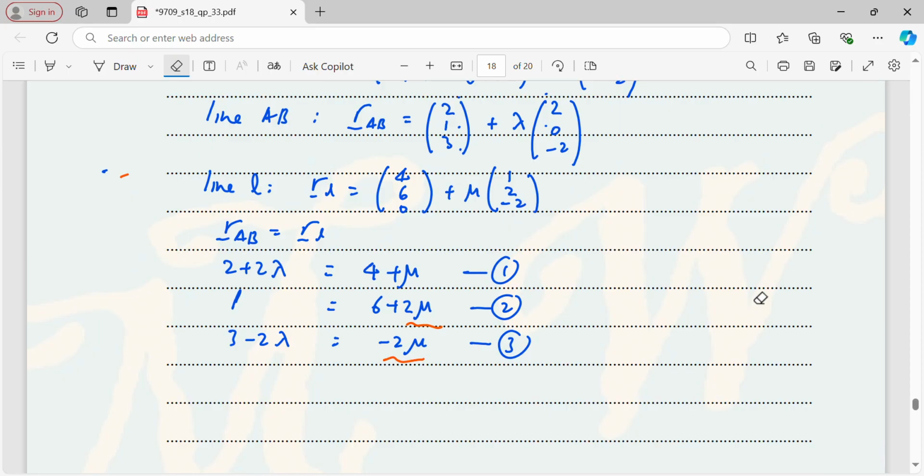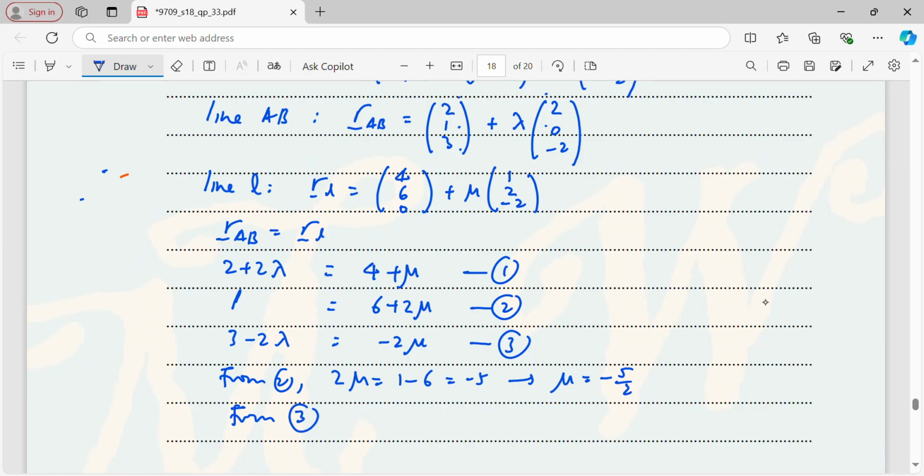I will say I don't want to solve the 2 simultaneous equations, but I solve the second equation first. So from second equation, my 2 mu equals to 1 minus 6. That is minus 5. That means my mu is minus 5 over 2. Okay, then I substitute into third equation. Substitute into third equation.